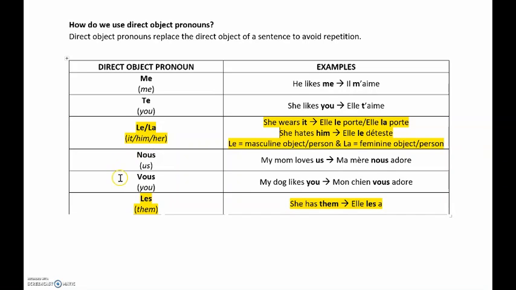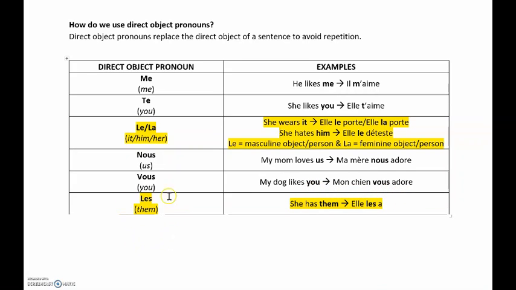The next two direct object pronouns we have are nous and vous. We've seen these before as subjects, and they are also direct object pronouns. Okay, so nous, as you know already, means us, and vous, as you already know again, means you. So they work the same way as the other pronouns. My mom loves us. That would become ma mère nous adore. My dog likes you. It would become mon chien vous adore.